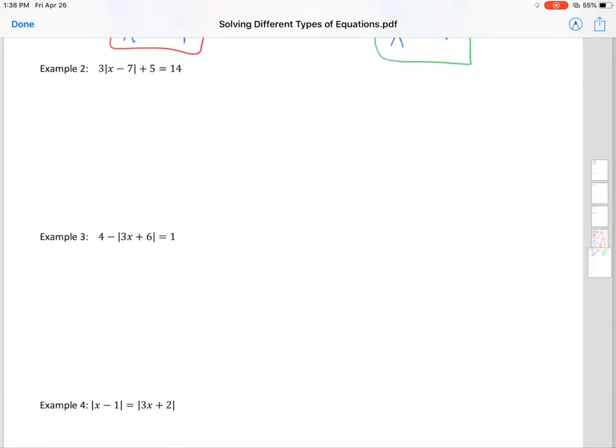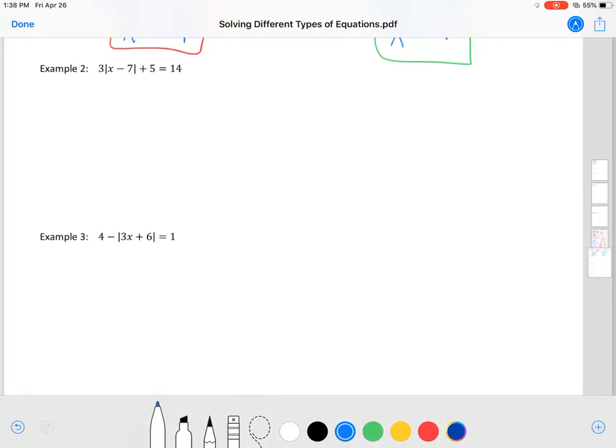Okay, second example. Remember, if you're solving an equation with an absolute value, the very first thing you need to do is isolate the absolute value. So I'm going to isolate the absolute value of x minus 7, which means I have to subtract 5 from both sides first, and then divide both sides by 3.